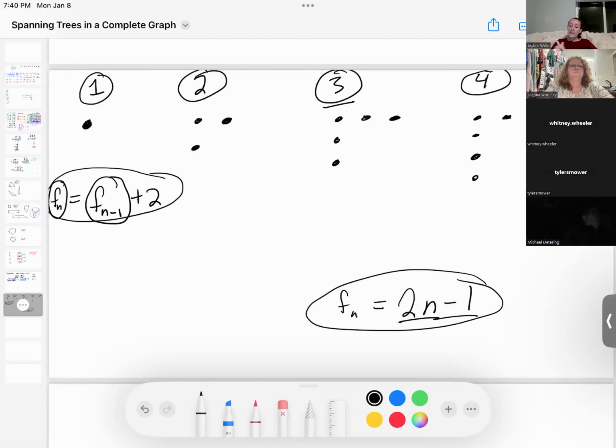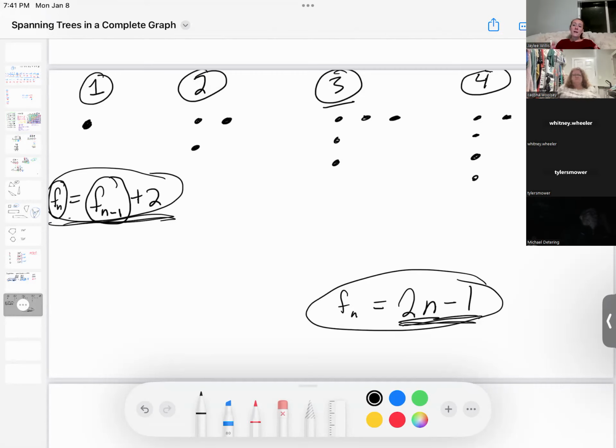This one is called an explicit expression. And those ones tend to be a little bit more useful because if you wanted to figure out how many dots were in the 100th picture, in this one, you could just do 2 times 100 minus 1, and that would tell you there's 199 dots in it. Versus if you were to use this one, you'd have to know the 99th one to be able to find the 100th one.